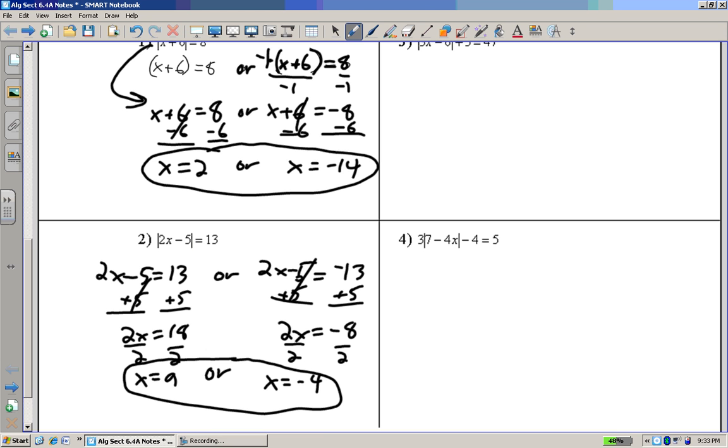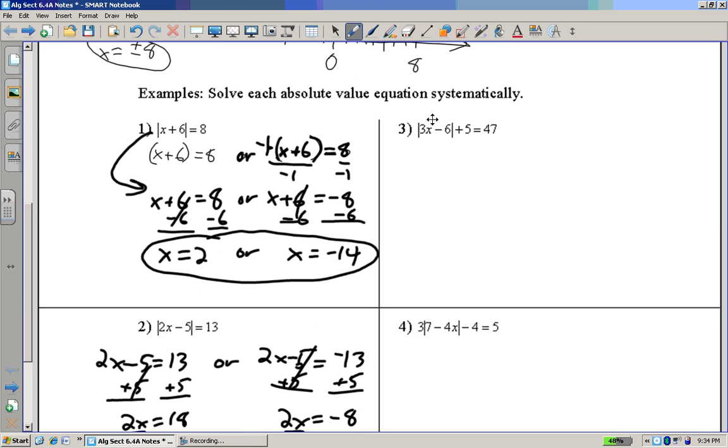Now, but before I confirm that this is completely true, let's plug this back in. Plug in a 9 here. 2 times 9 is 18. 18 minus 5 is 13, and the absolute value of 13 is 13. Now let's plug in negative 4. 2 times negative 4 is negative 8. Minus 5 is negative 13. The absolute value of negative 13 is positive 13. And so this does work very nicely as planned.